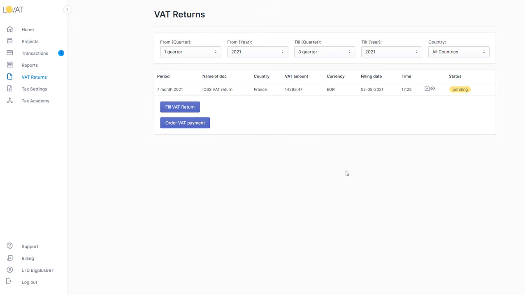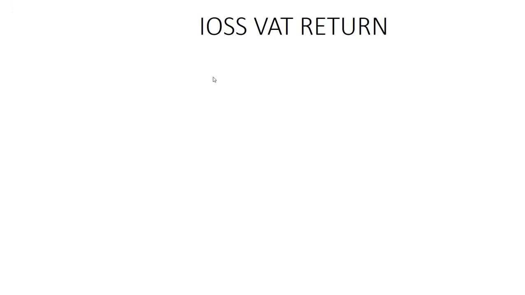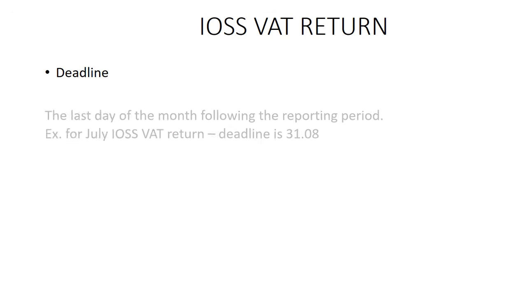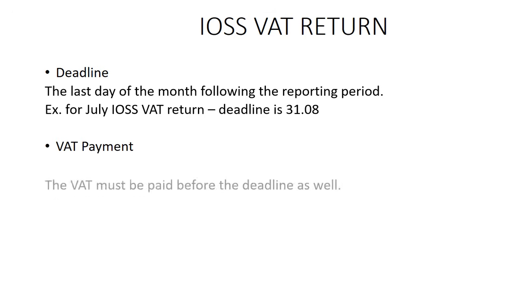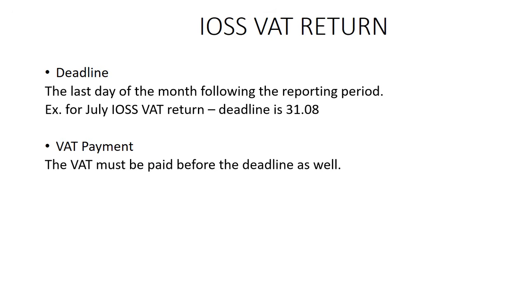To conclude, here is some useful information in regards to the IOSS VAT return. The deadline. The deadline is the last day of the month following the reporting period. So for the July IOSS VAT return, the deadline is the last day of August. The VAT payment must also be done before the deadline, which matches the deadline for submission.